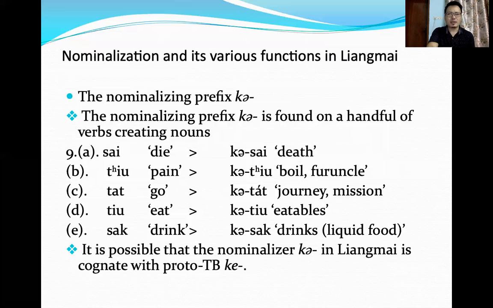The nominalizing prefix ka. This prefix is found on a handful of verbs creating nouns. We have sai, die, kasai, death; tu, tain, katiu, foreigner; tat, go, katat, journey or mission. It is possible that the nominalizer ka in Liangmai is cognate with Proto-Tibeto-Burman ka.